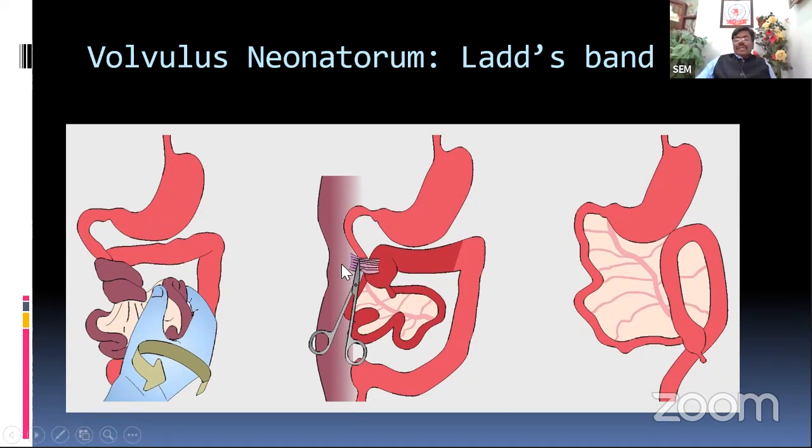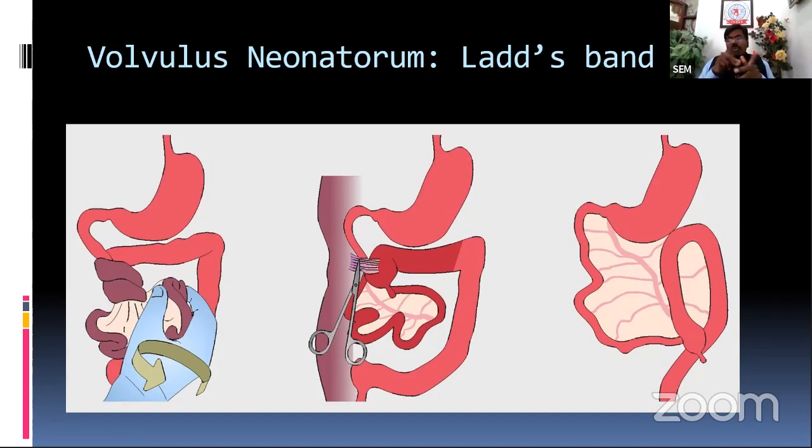Okay. And here the treatment is actually, there is a small band which is going from the cecum across the duodenum onto the abdominal wall. That is called Ladd's band. Okay. This is one of the rare causes; the volvulus neonatorum is because of the malrotation of the gut. Okay. You have to see the development of the midgut, the rotation of the gut. So if the bowel failed to rotate, that is called malrotation. This is the penalty they pay.